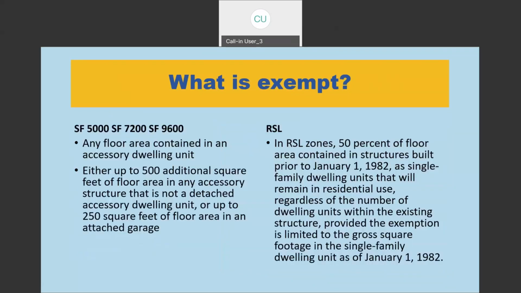So sorry if I'm going too fast. If you have any questions, like Dave said, put them in the chat box and we can definitely go back and look at any of these slides. But what else is exempt?